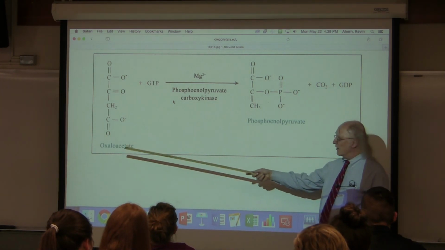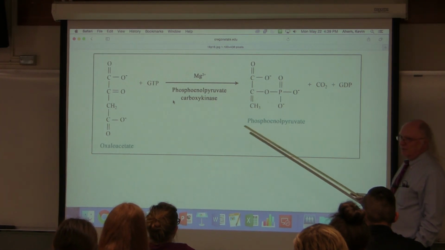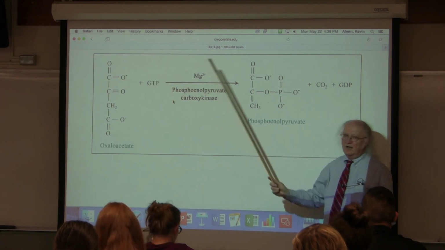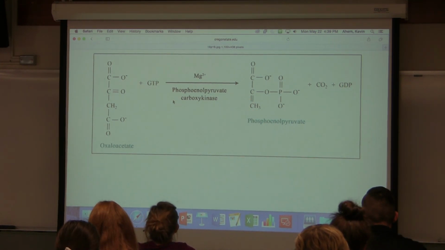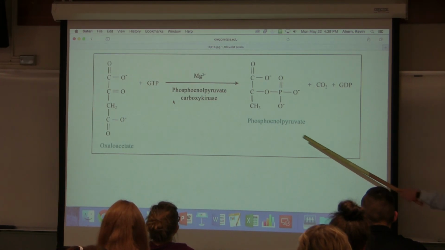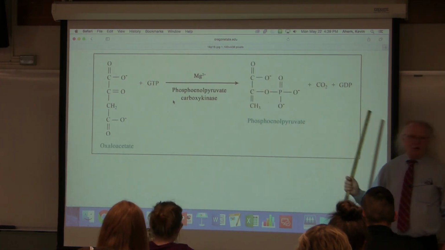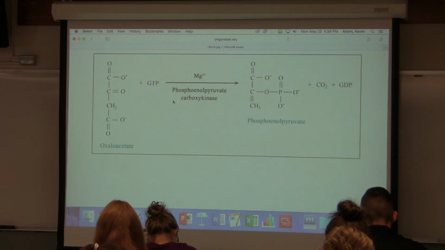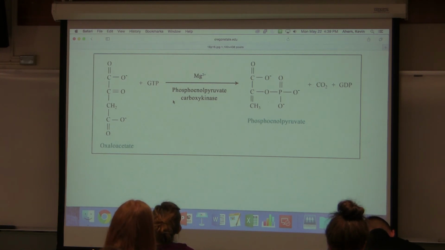The first step was making oxaloacetate. The second step is making PEP. Look at what we got here. Another molecule of energy required to make this. In this case, we're using GTP energy in order to produce PEP. This enzyme, long name, you can call it PEPCK.